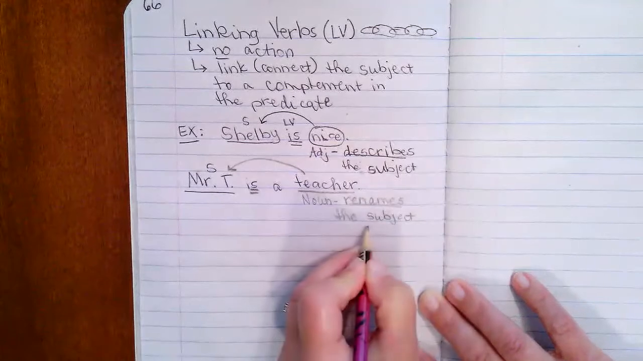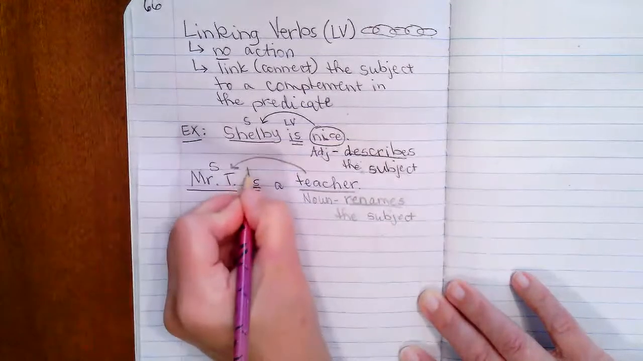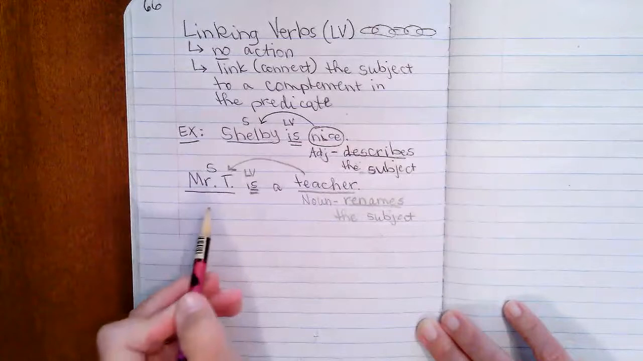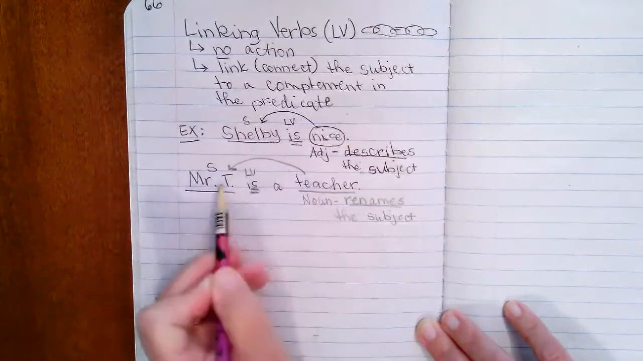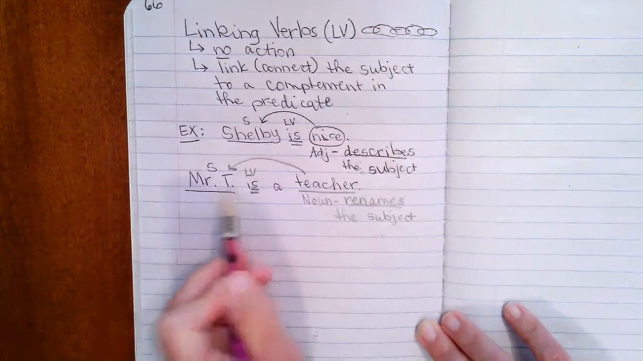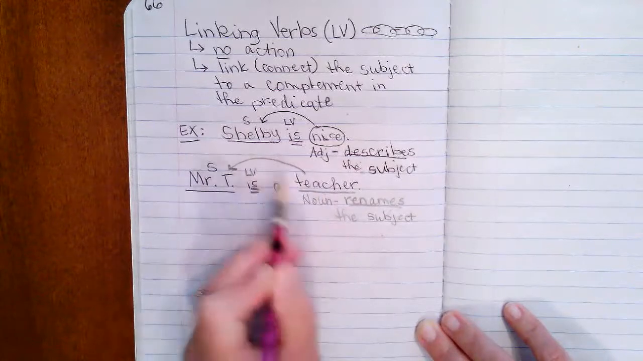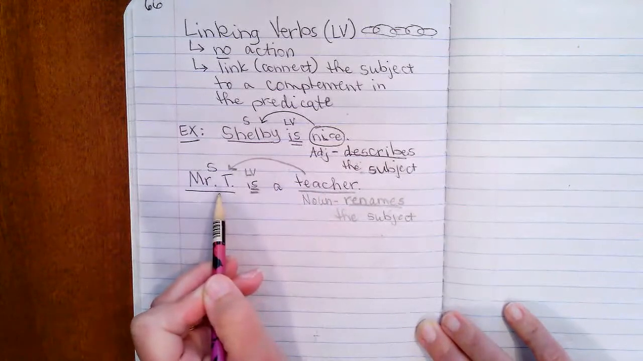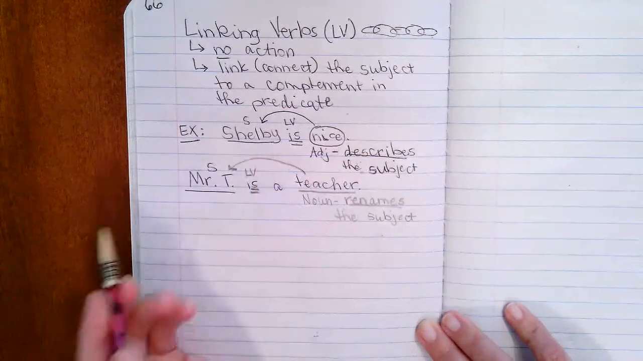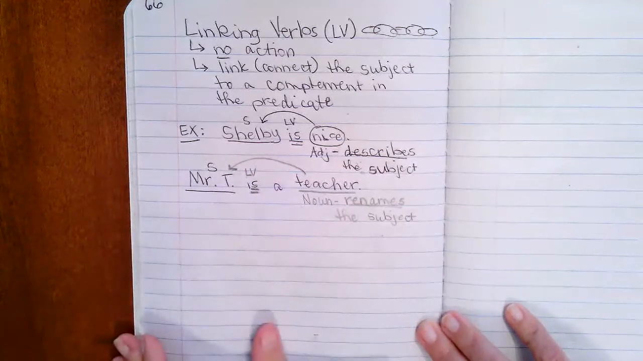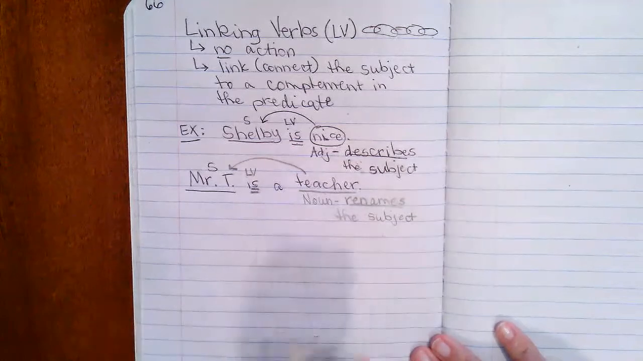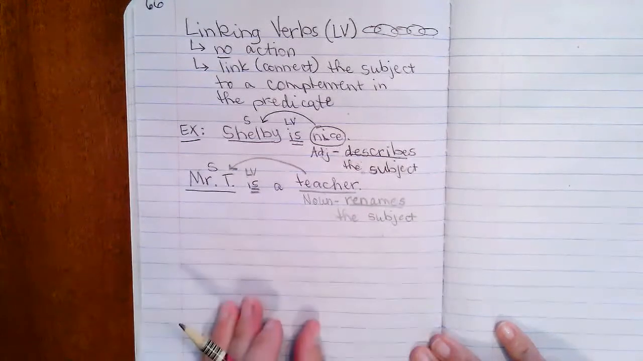It renames the subject, okay? So for this linking verb, it's like I'm saying, Mr. T, teacher, okay? That's the same thing. Mr. T is a teacher. Mr. T equals teacher. It's renaming the subject, okay? So these are the two main things that we're going to see that linking verbs do for us, as they connect something in the subject to a word in the predicate.